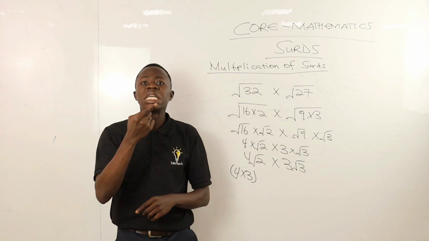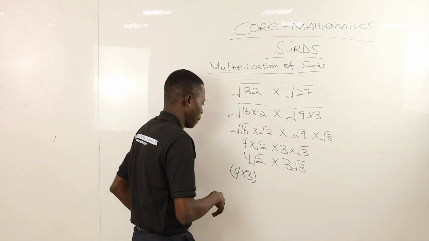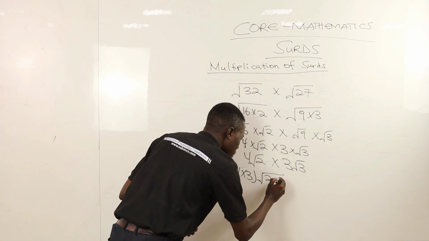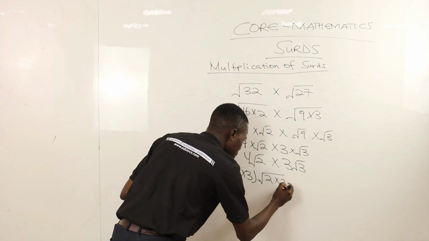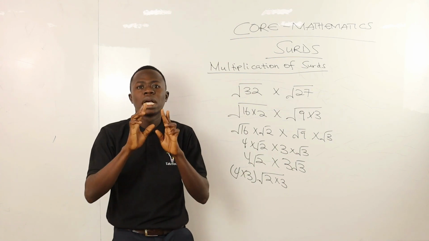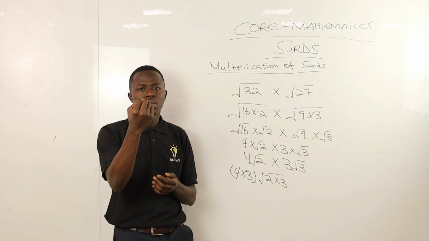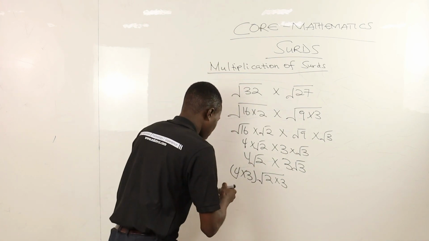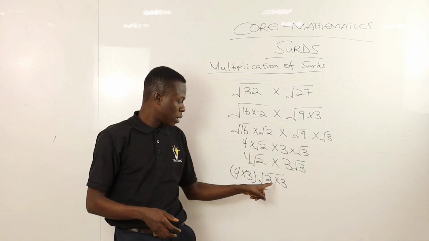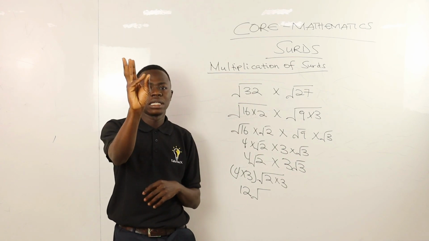Then again, you remember that we said square root of 2 and square root of 3, whether they are the same or not, we still can multiply them. So we are going to actually multiply them. So square root of 2 multiplied by square root of 3. So that is what we have. And what would our answer be? So our answer for 4 multiplied by 3 is going to be 12. Then our answer for 2 multiplied by 3 is going to be 6.